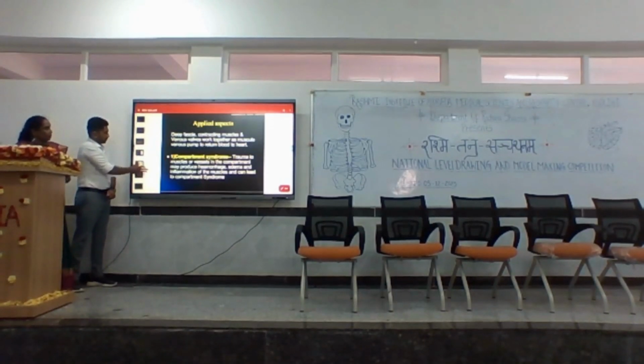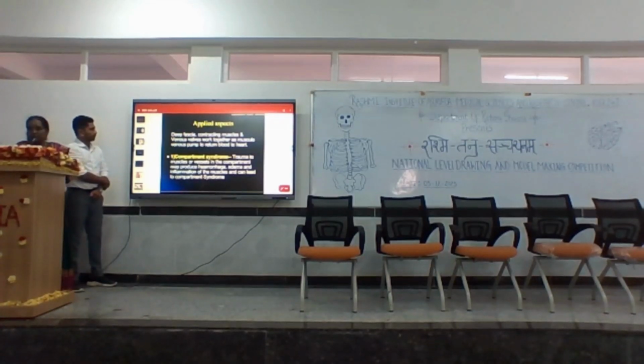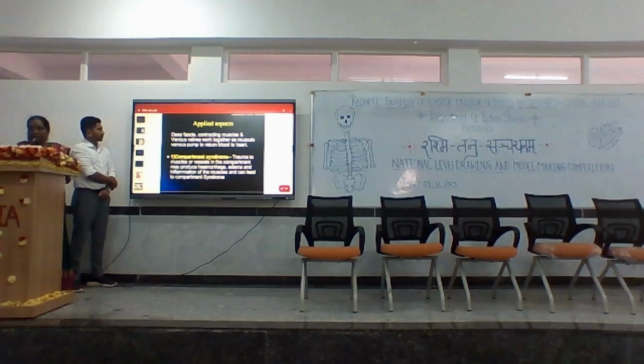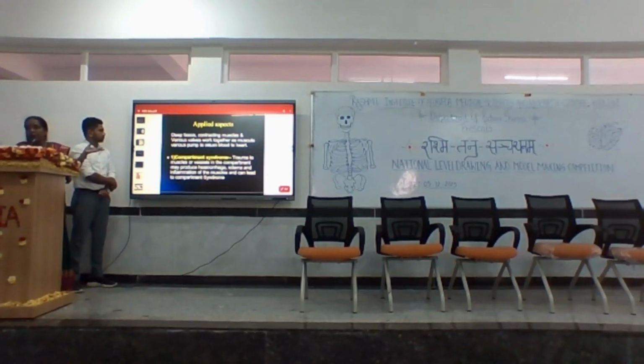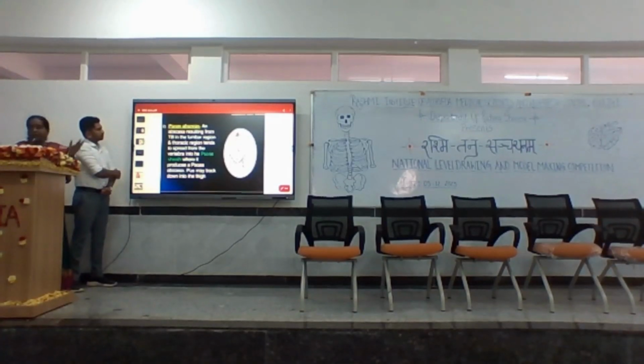So these are the modern applied aspects related to that. There will be compartment syndromes where if the blood vessels get blocked, there will be inflammation and then there will be rupture. Severe pain will be there. That is due to the involvement of muscular fascia. The lining membrane covering the major muscle is part and parcel of the lumbar fascia. You can see there is inflammation, tuberculosis in the muscle there.